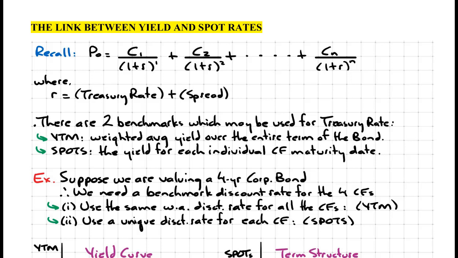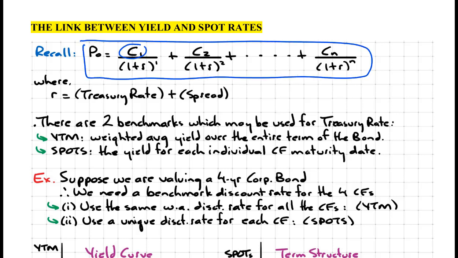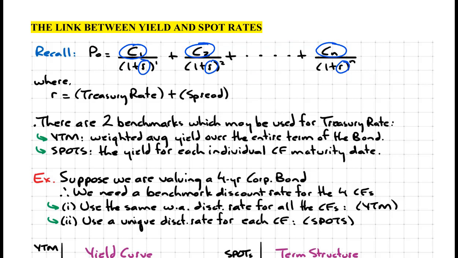The link between yield and spot rates. Recall that the bond pricing framework is as follows. We project the future cash flows, and then we discount these cash flows at the appropriate required rate of return. Now with bonds, we refer to that required rate of return as yield.